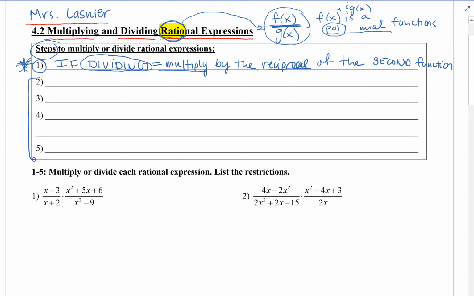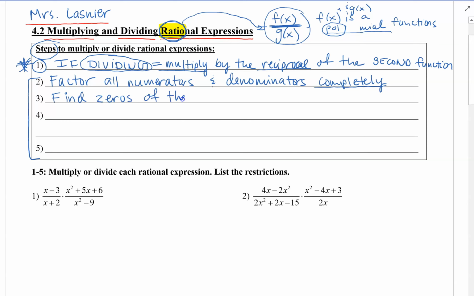Now all the rest of these are what you do when you're multiplying. So what we do first is we begin by factoring. This is why we spent a lot of time talking about factoring in semester 1, because you're going to need to do a lot of it now in semester 2. So we start by factoring all of our numerators and denominators completely, making sure everything is factored fully. We then use those factors to figure out what values of x would make the denominator 0. So we find the zeros of the denominator because we have to restrict those values.